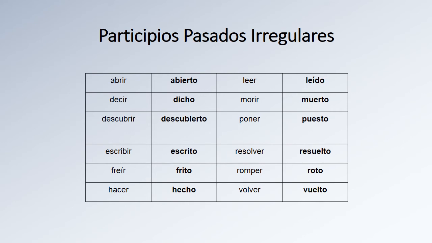And just like in the passive voice, we have irregular past participles. Abrir, abierto. Decir, dicho. Descubrir, descubierto. Escribir, escrito. Freír, frito. Hacer, hecho. Leer, leído. Morir, muerto. Poner, puesto. Resolver, resuelto. Romper, roto. And volver, vuelto.